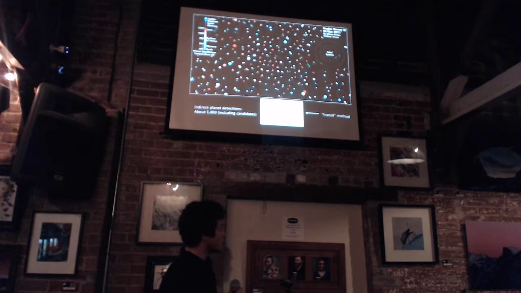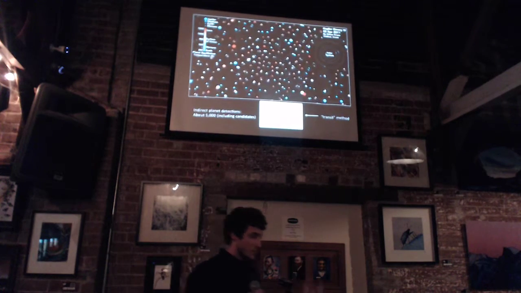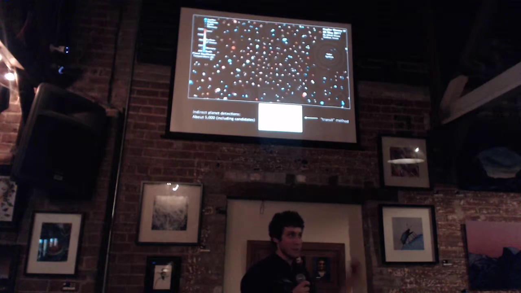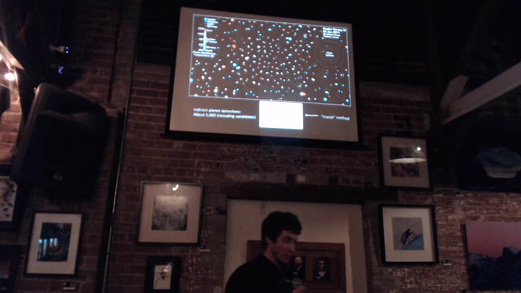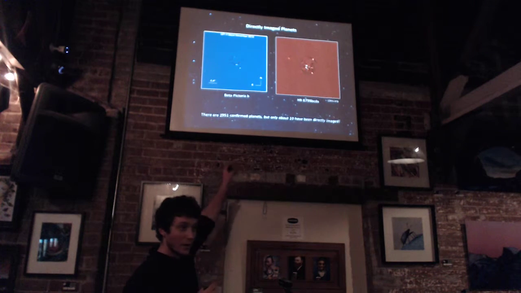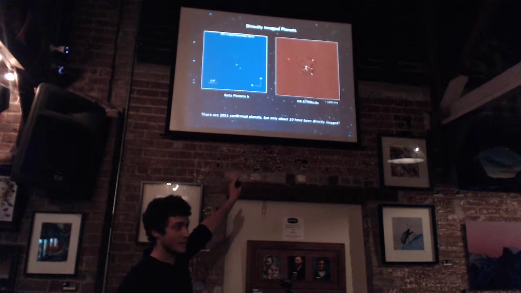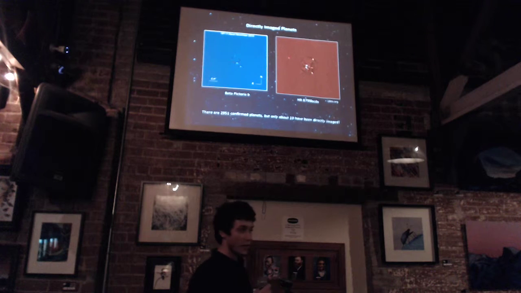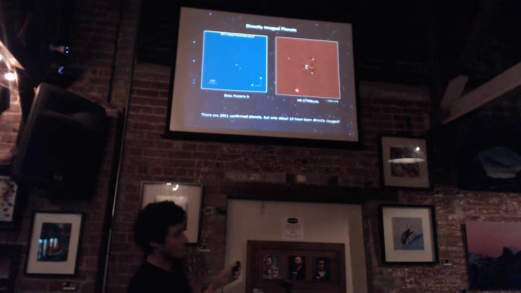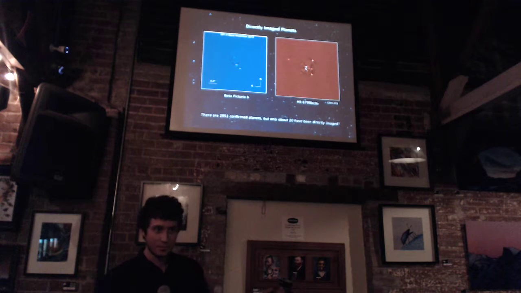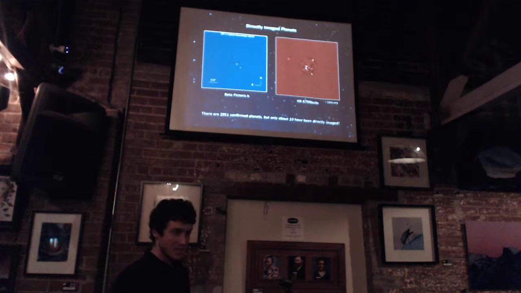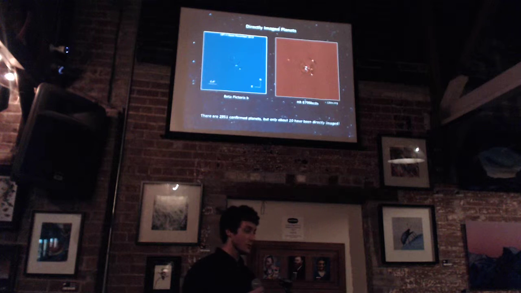What we really want to do is use just our conventional astronomy tools, taking pictures with telescopes of the planet itself to be able to learn more about it. Here are half of the planets that we have directly imaged. There are about 10 of them. Half of them are in this system. There are only 10 out of these thousands of planets that we found that we have pictures of, because this is really, really hard to do.